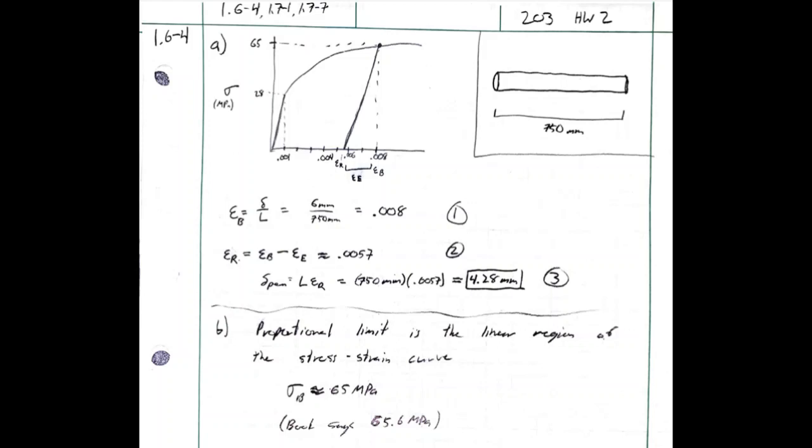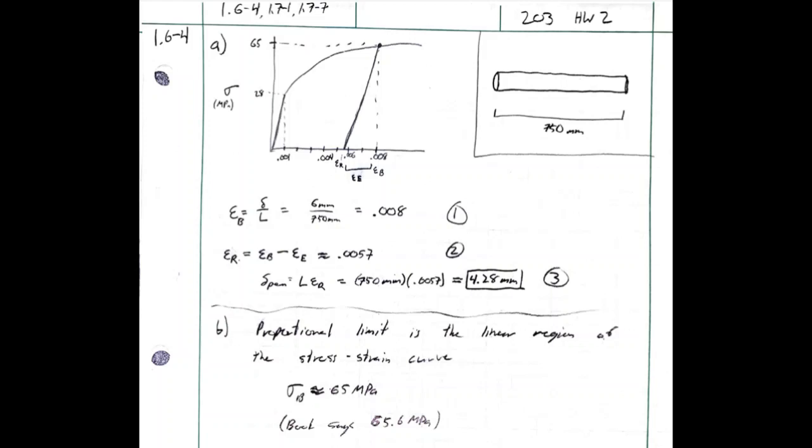But we're going to start with problem 1.6-4. As you can see on your screen, we have a stress-strain curve for a certain metal. I think it's tungsten, didn't write it down. And we are going to load this metal beyond its yield point and see what happens.